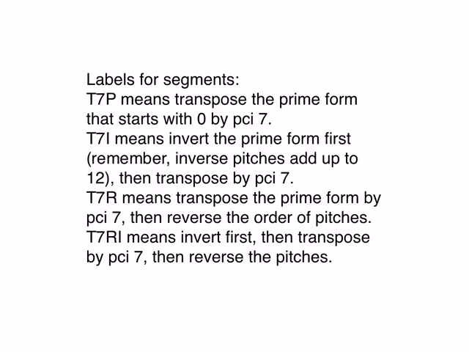So now the labels. T7P means that we transpose the prime form that starts with 0 by pitch class interval 7. Remember that the pitch class interval is the one that goes clockwise around the clock. T7I means invert the prime form first, and remember, we invert pitches by adding them up to 12. So 2 becomes 10, 9 becomes 3, etc. And then we'll transpose by pitch class interval 7.